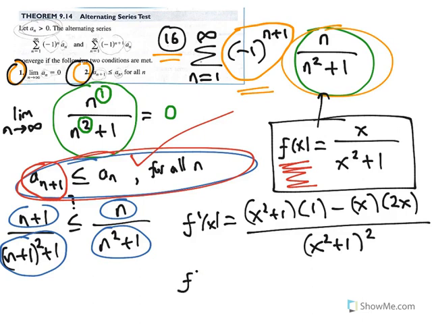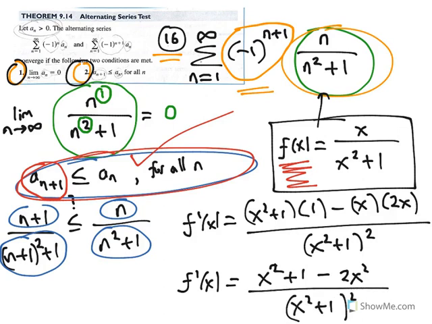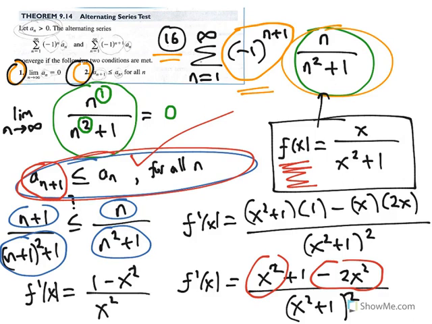So that's f prime of x. So we have x squared plus 1 minus 2x squared all over x squared plus 1 squared. And if you combine like terms in the numerator, x squared minus 2x squared would be negative x squared. So we have 1 minus x squared in the numerator, and in the denominator, we have x squared plus 1 squared.